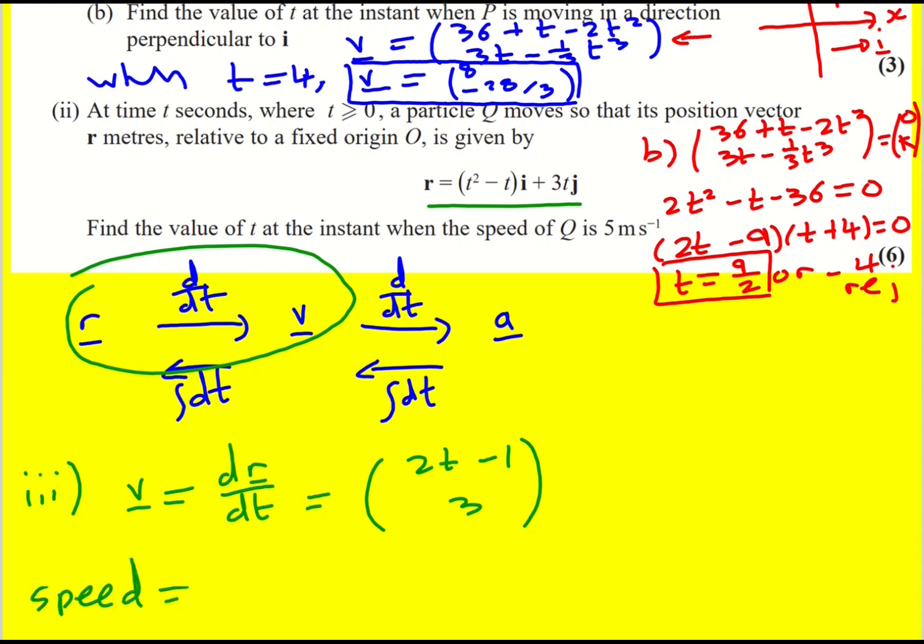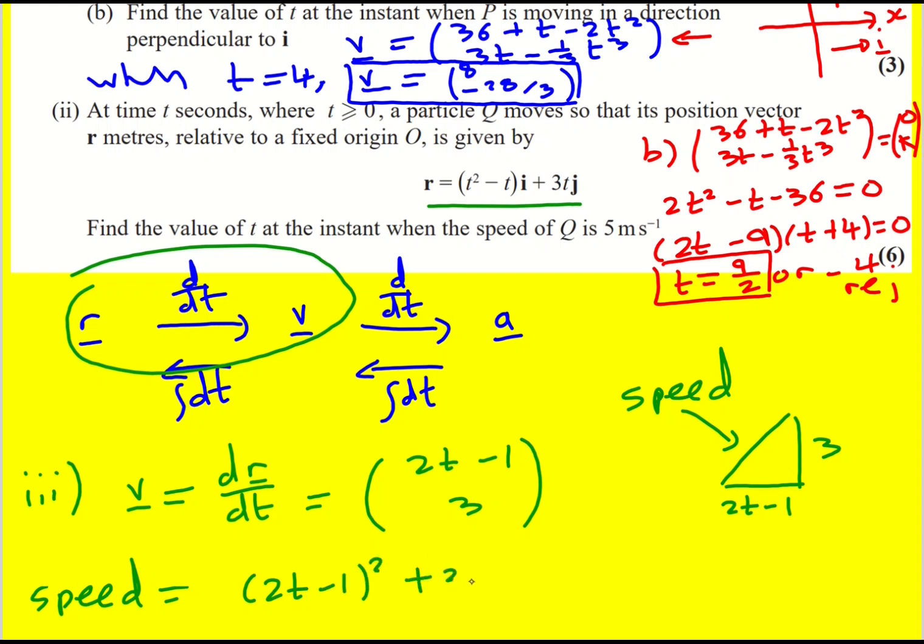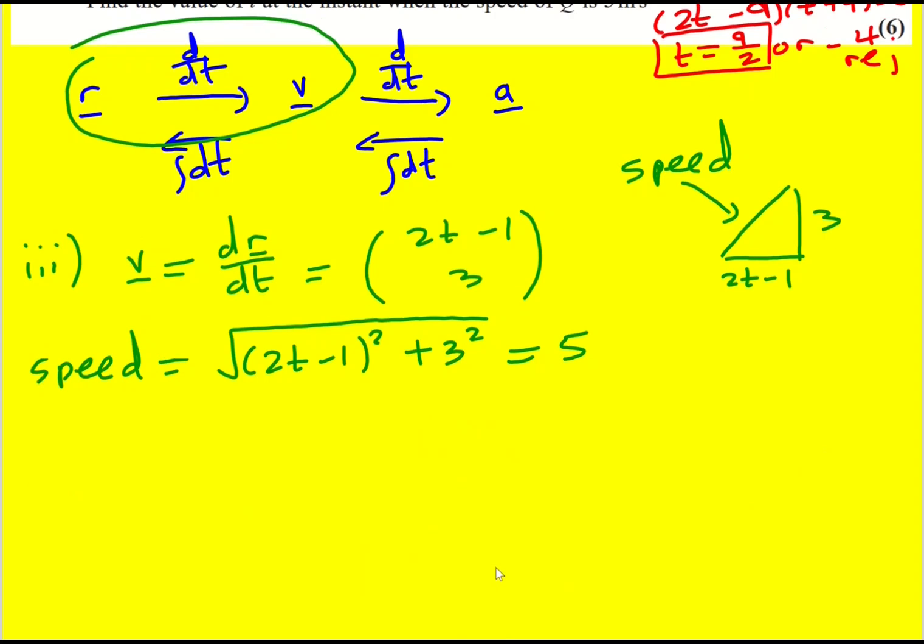So now if I want to find the speed, then I can use Pythagoras' theorem, because I've essentially got a little triangle here. I'm going along 2t minus 1 and up 3. This here is the speed, the magnitude of the hypotenuse. So it's going to be the square root of (2t minus 1) squared plus 3 squared, and that's going to equal 5. So we can just square it and undo everything. (2t minus 1) squared plus 9 is going to equal 25.